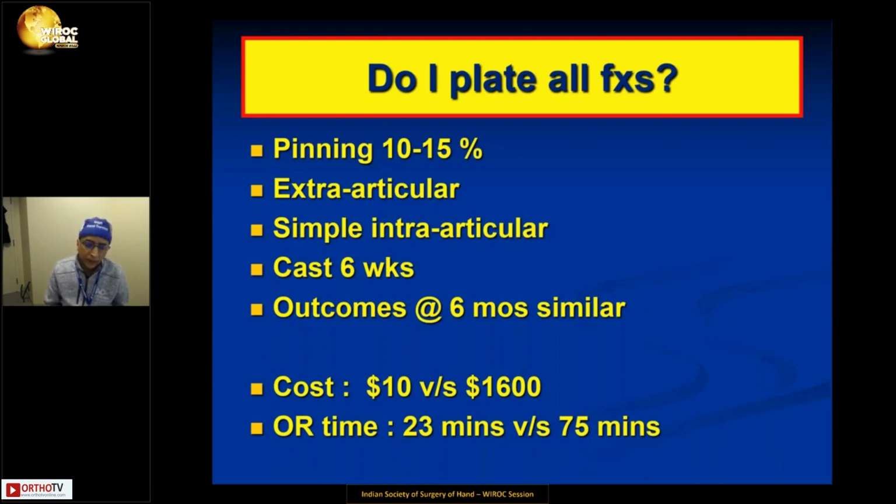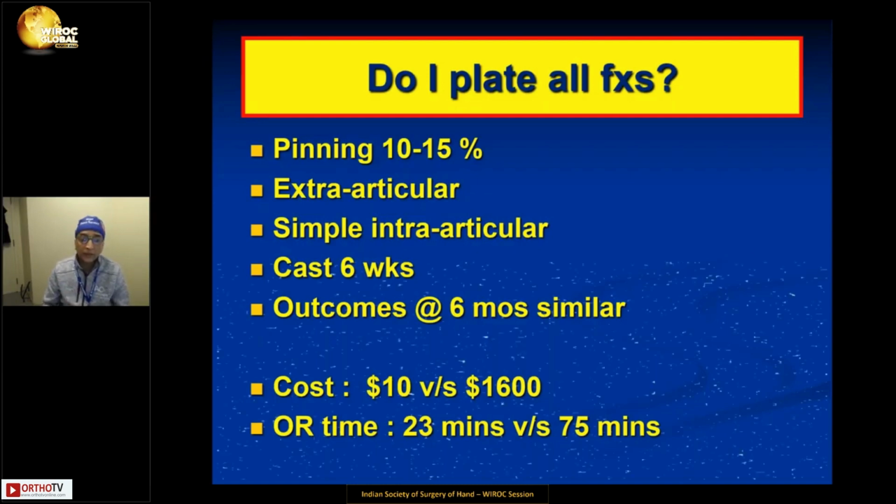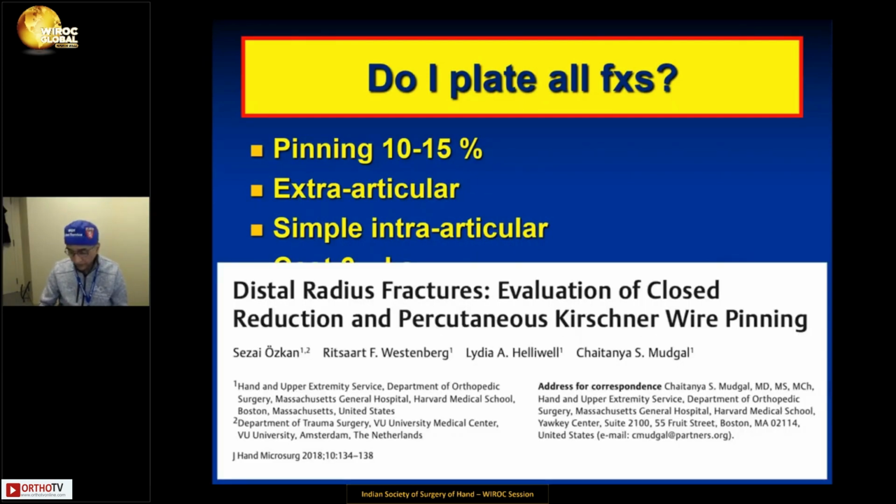If you compared outcomes at 6 weeks, obviously the plates are doing much better because the pinned people are still in the cast. Now here's the kicker. The cost of pinning a fracture was about $10 to $12. The cost of plating a fracture was $1,600. And the OR time was 23 minutes versus 75 minutes. So you have to take all that into account, especially in resource-poor environments. But you have to follow the principles of pinning that we outlined before. And if you do that, you can have very reliable outcomes.